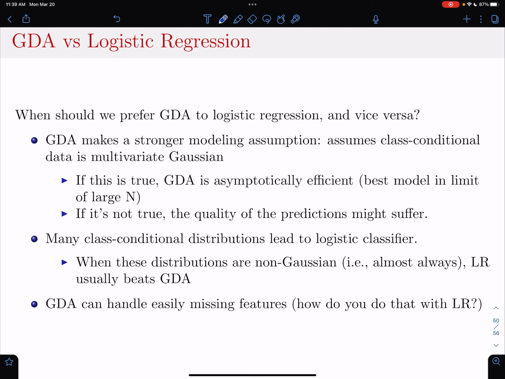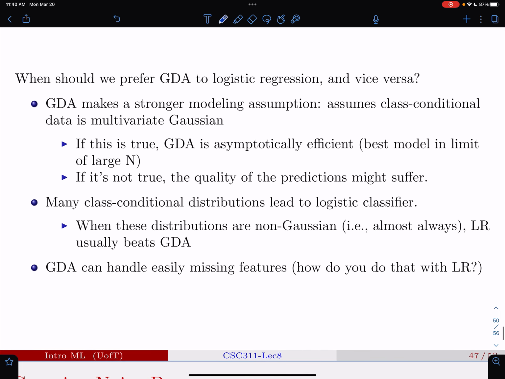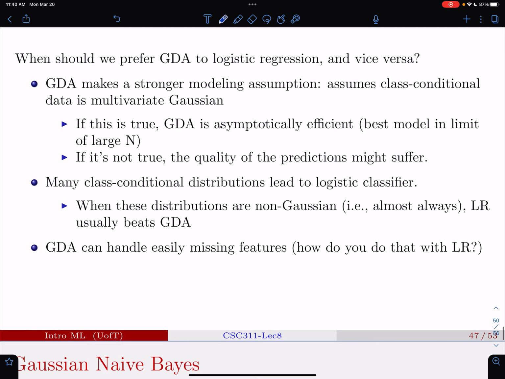The main trade-off is that the Gaussian Discriminant Analysis approach makes a stronger modeling assumption: it assumes the underlying data comes from a Gaussian itself. Whereas the logistic classifier tries to find the decision boundary directly, without this implicit modeling assumption. Generally, when the distributions are non-Gaussian, logistic regression usually beats Gaussian discriminant analysis. But GDA can sometimes do better when you have missing features in some of the classes, because it just ignores those features. Logistic regression can't easily handle that case.